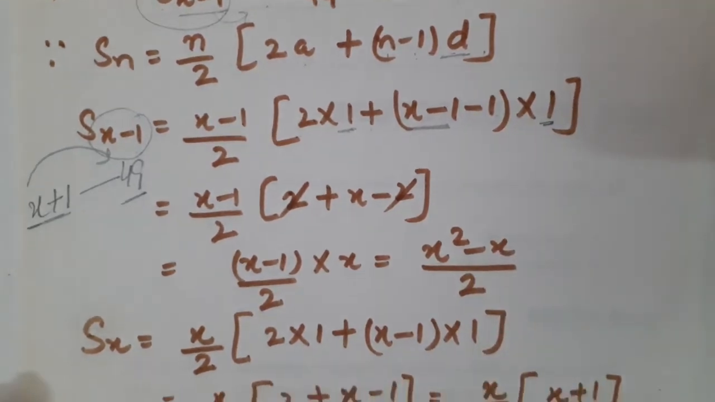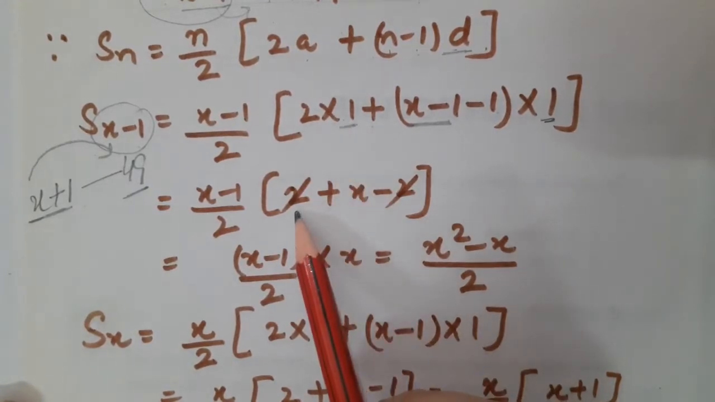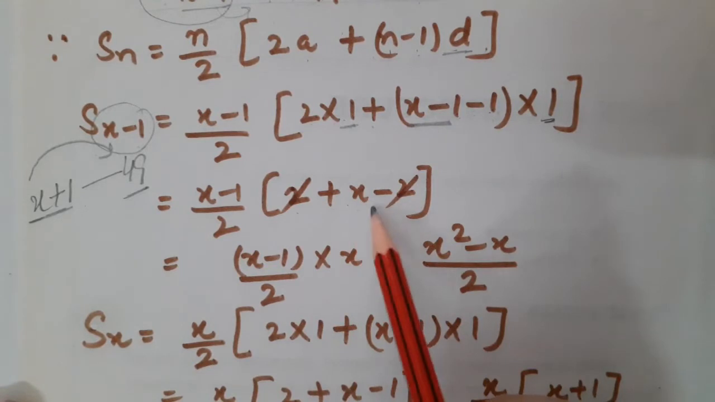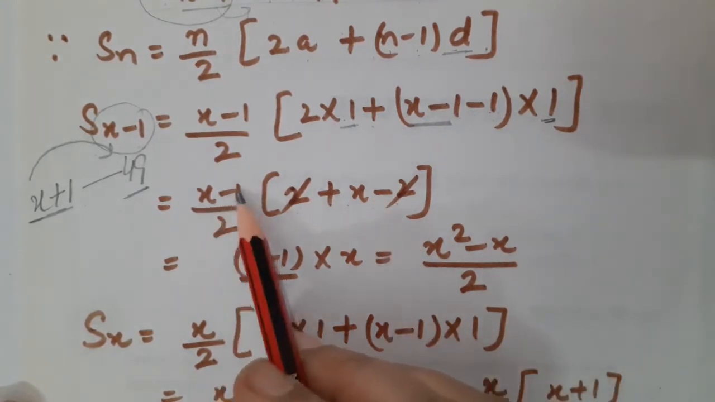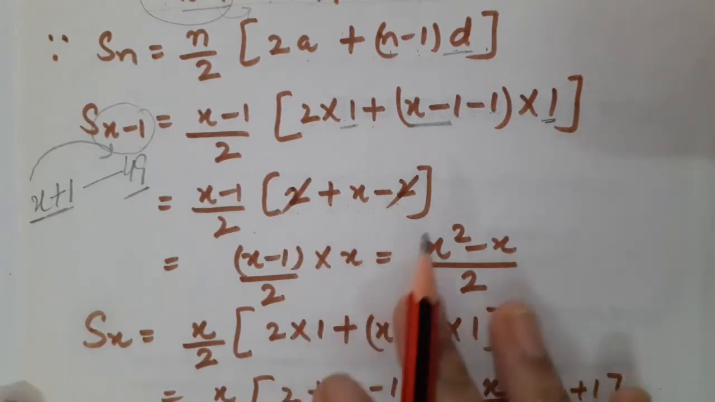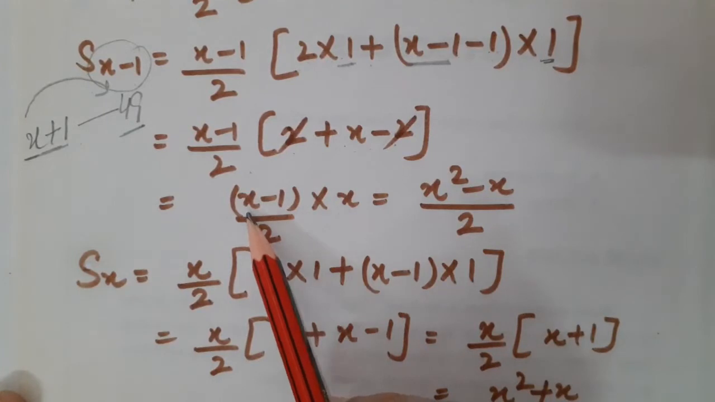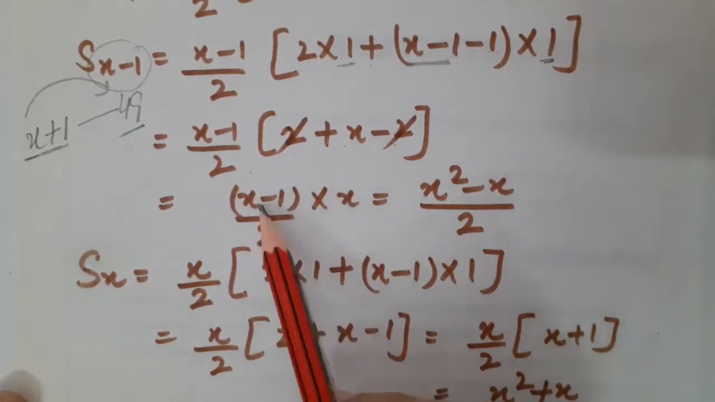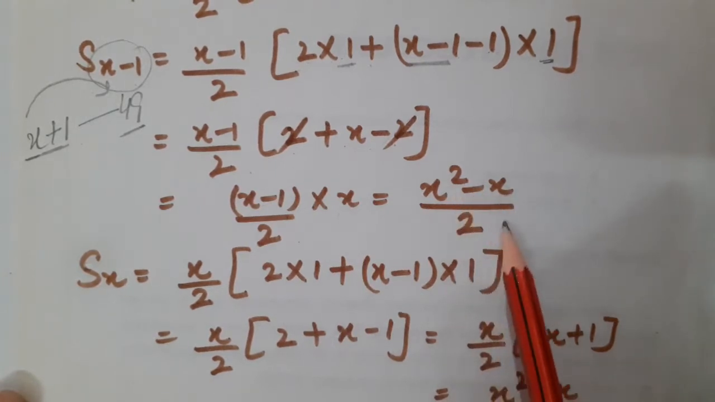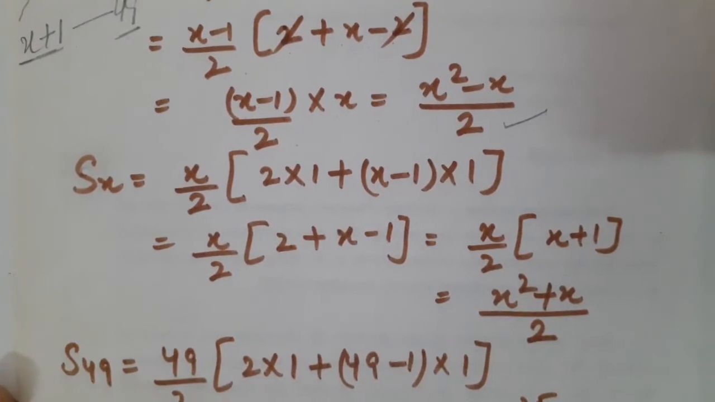Correct. Now let us simplify this bracket. 2 into 1 would become 2 plus x minus 1 minus 1. It would become x minus 2, into x minus 1 upon 2. Correct, students? Plus 2 and minus 2 are going to be cancelled. So in the bracket I have got only x multiplied by x minus 1 upon 2. Multiply these both expressions, I will be getting x square minus x upon 2. Correct, students?